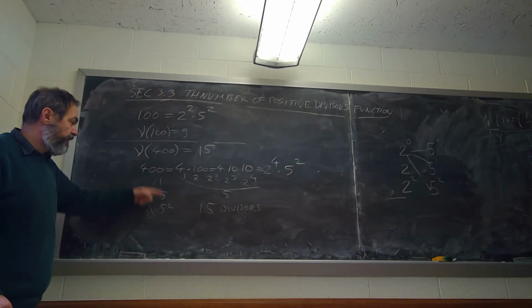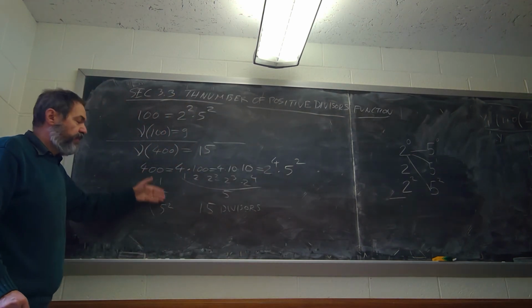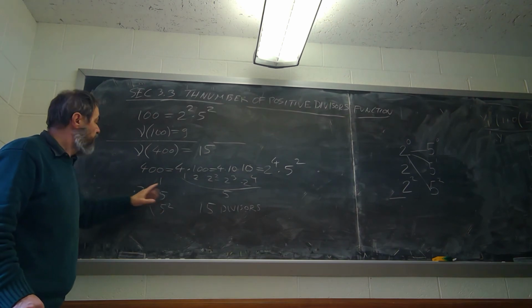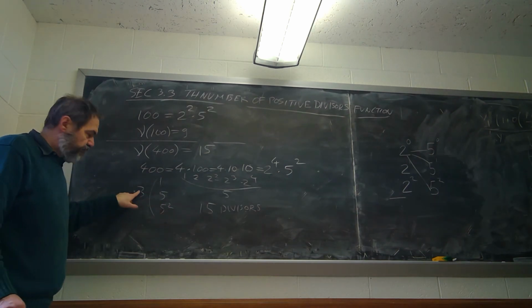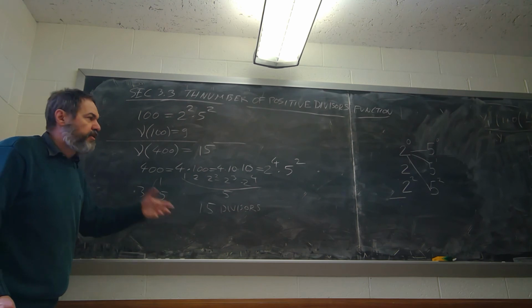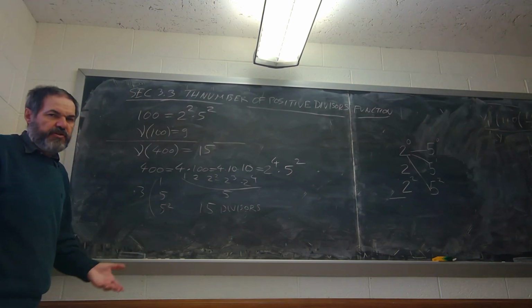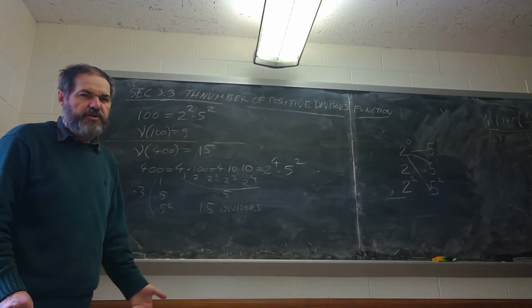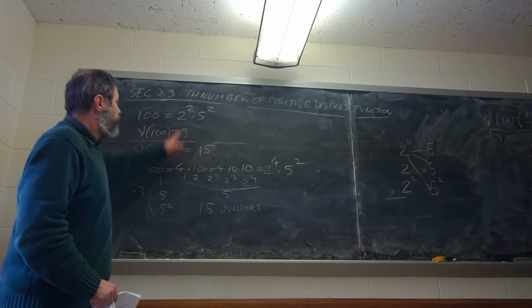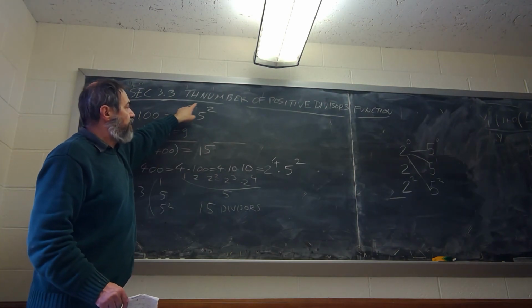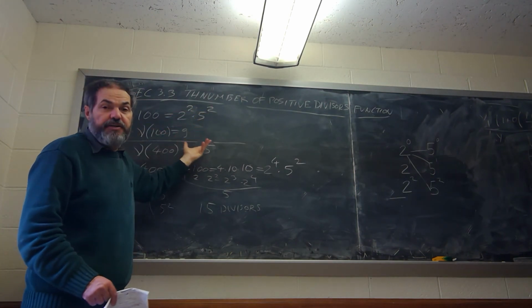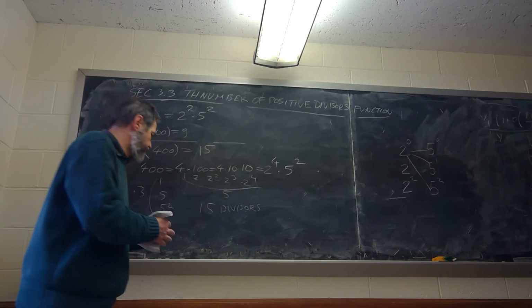And this 3 is obtained exactly the same way. We had 1, 5, 5 squared, so there are 3 of them. The exponent is 2, the number is plus 1. So this gives us a general form. And the same here. This exponent plus 1 times this exponent plus 1 is 9. So let's write down the general theorem.